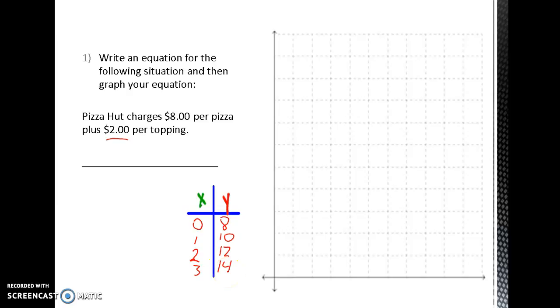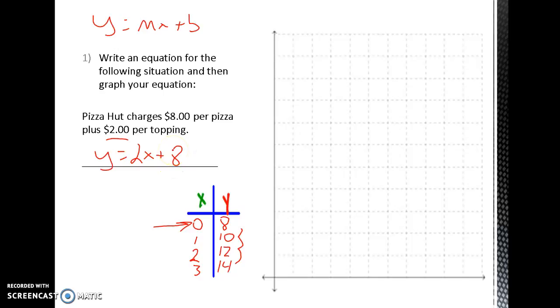And so the starting amount, that's our y-intercept, that's at $8. And every time it changes by adding $2 each time. And so the change is our slope. And so if we're using this equation, y equals mx plus b, the m is the slope. It's going to look like this. The amount of money that they charge is going to be $2 for each topping plus $8 to start off with.